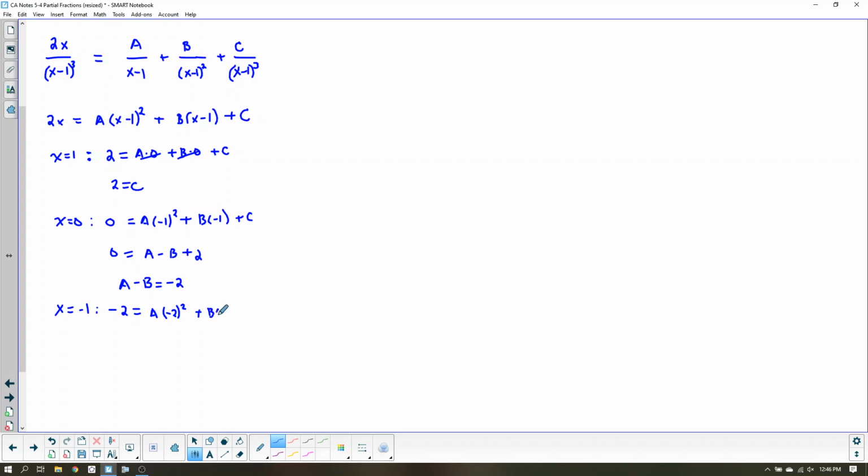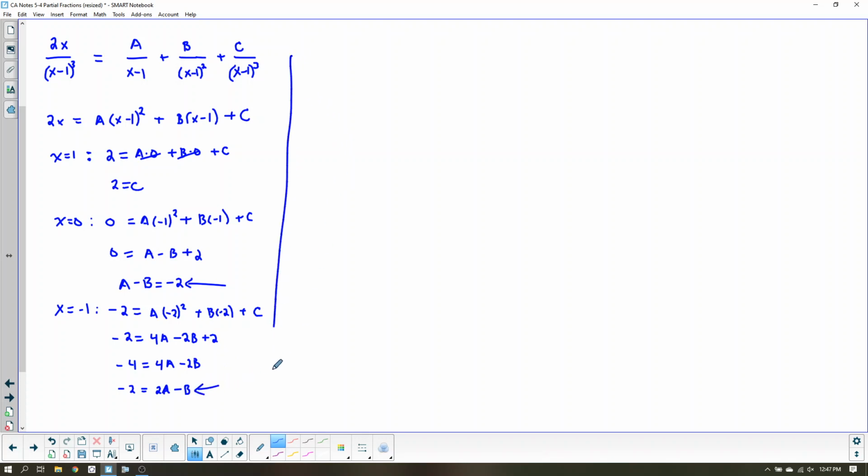Then b times negative 2 plus c. So if we clean this up, and again, c is still 2, so we can put that back in. So I can subtract that over. I get negative 4 equals 4a minus 2b. Everything here is divisible by 2, so we might as well divide it. So we've got negative 2 equals 2a minus b. So together, with that equation and this equation, we have a system that we can solve.